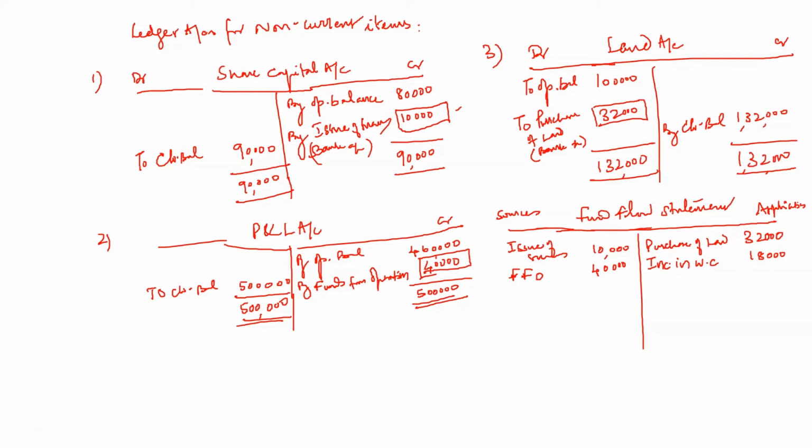So the statement should tally. So what does this communicate? The firm has managed to raise funds by issue of shares to the tune of 10,000, and the operations have resulted in a source of rupees 40,000, which was used to fund the working capital needs by 18,000 and for the purchase of land by 32,000.